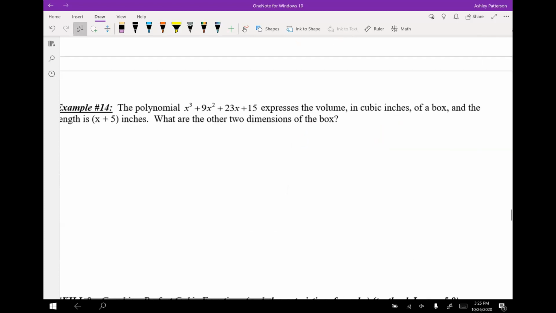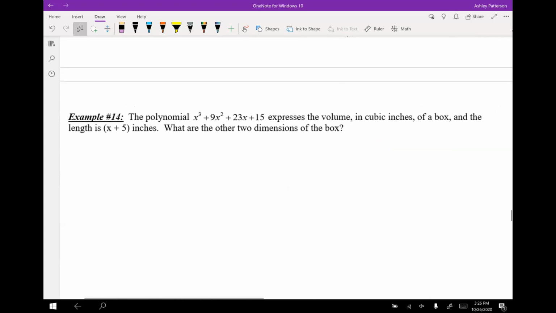And our last example. Oh, yes, word problem, application. Okay, the polynomial expresses the volume. That's key, volume in cubic inches, that's important too, of a box. And the length is x plus 5 inches. What are the other two dimensions of the box? So we already know that the length is x plus 5 inches. If they tell us that that exists, that means it's going to divide out of the polynomial evenly.